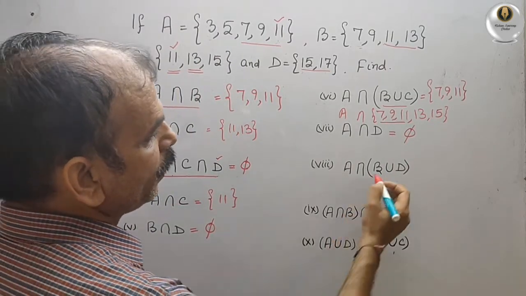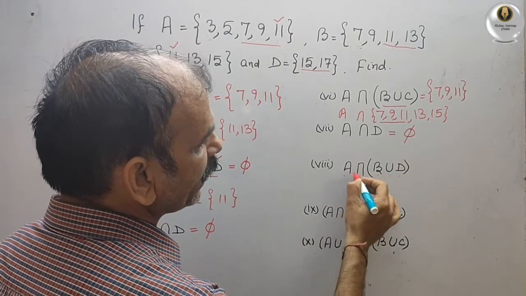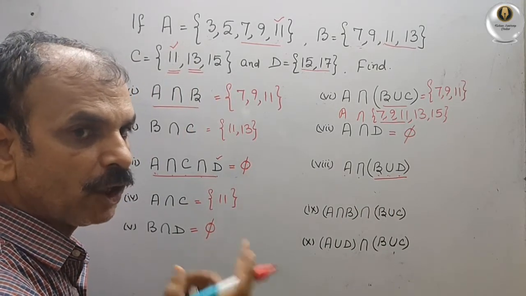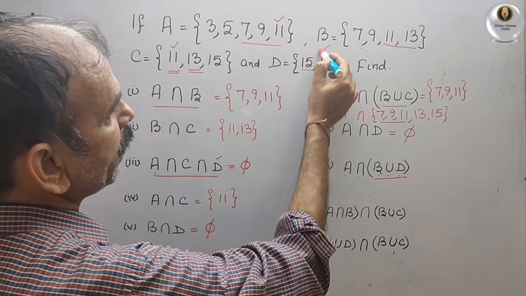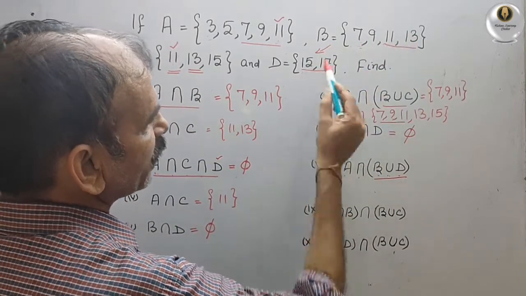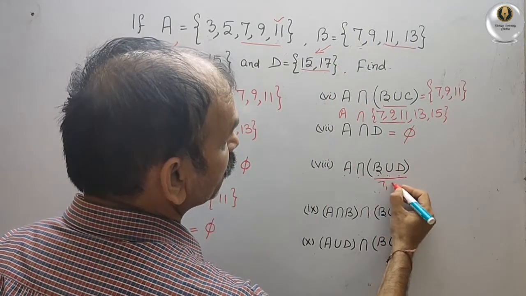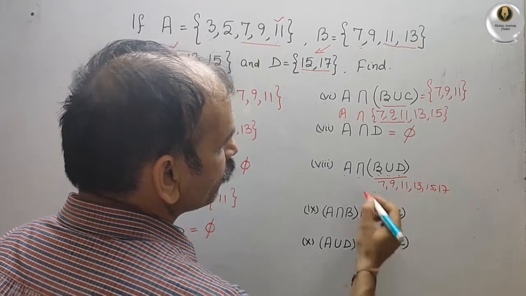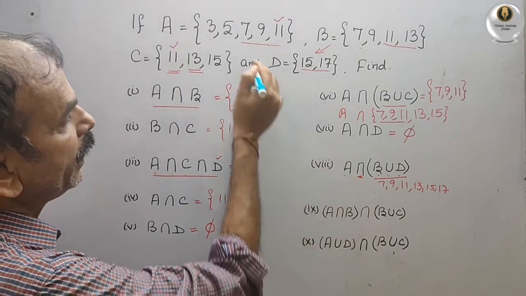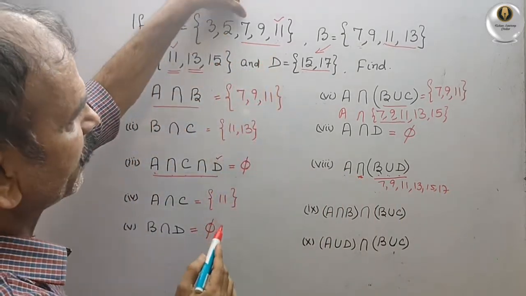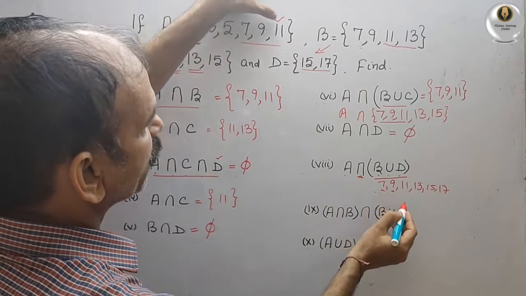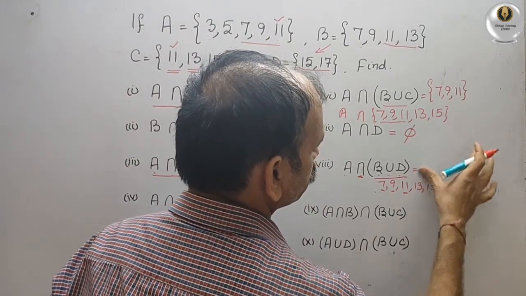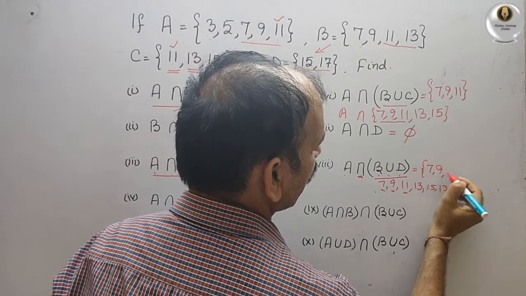Next, A intersect B union D. First we will go for the bracket one, that is union. First we will join B and D. You can see B and D, that means 7, 9, 11, 13, 15 and 17. And intersection of A. A you can see here 3, 5, 7, 9, 11. That means 7 is common, 9 is common and 11 is common. So simply we will write here {7, 9, 11}.